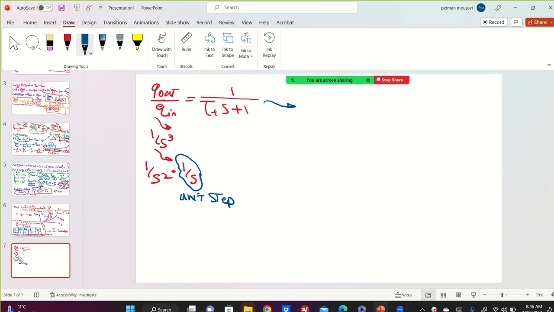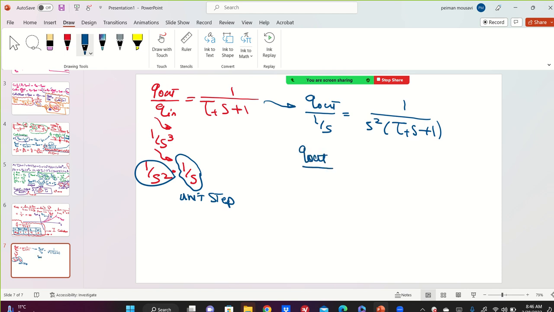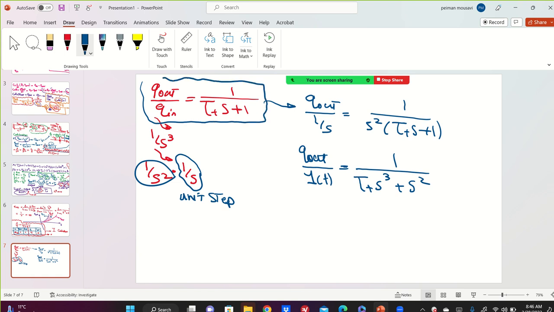So we can write this as: Q out over 1 over S is equal to 1 over S squared, and this comes to this side, times 1 over tau T S plus 1. So you're going to say Q out over the unit step is 1 over tau T S cubed plus S squared. So for plotting the parabolic in MATLAB, we are changing the transfer function to a third order system, but with the input of the step.